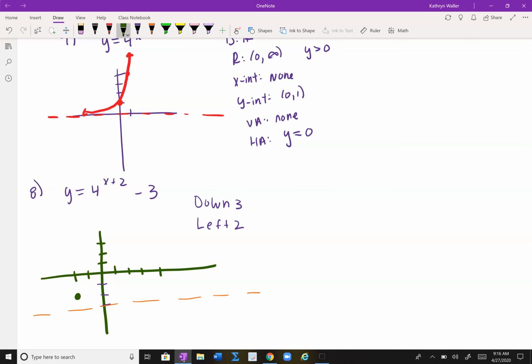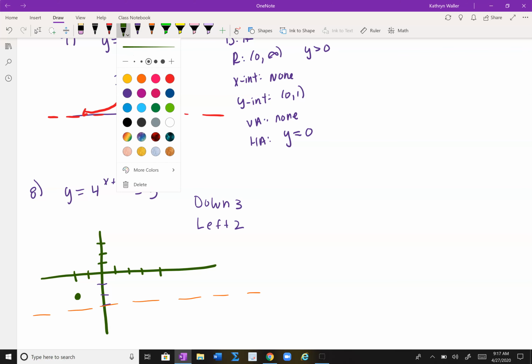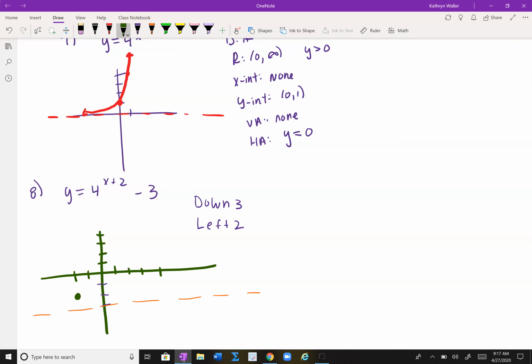And then this one, it would be 1, 4. So it would be here. And then I'm going to go down 3, 1, 2, 3, left 2, 1, 2, right there. Curve it in. And there's my answer. Okay. And then they want all those things. So domain, look at the graph, all real numbers. Range, it's going to be negative 3 to infinity.